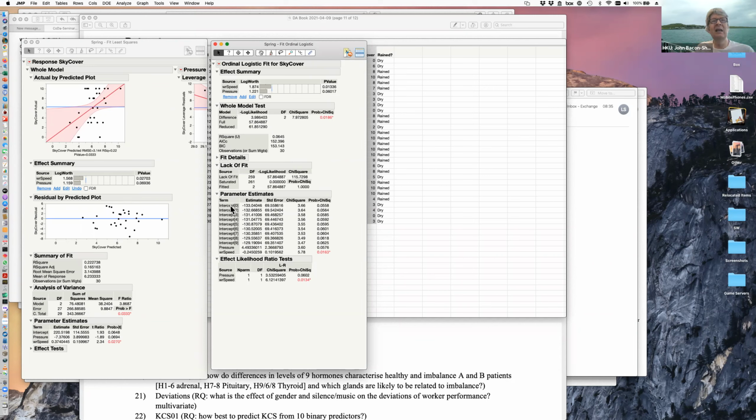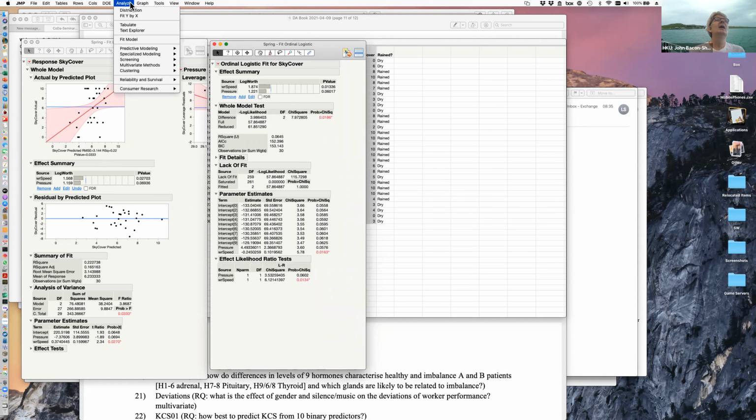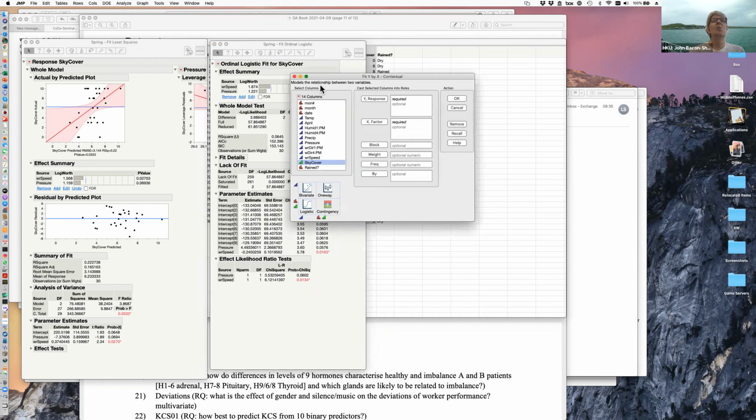So it's fitting the same coefficient on the right-hand side for pressure and wind speed, but on the left-hand side, we've got all these different log ratios that have different intercepts. It assumes that ordinal means these intercepts are increasing, so from -133 up to -129. So we've got essentially parallel models. That's hard to explain here, so let's look at a simpler one. Let's do the fit y by x. We're going to do sky cover just against wind speed so we can see.